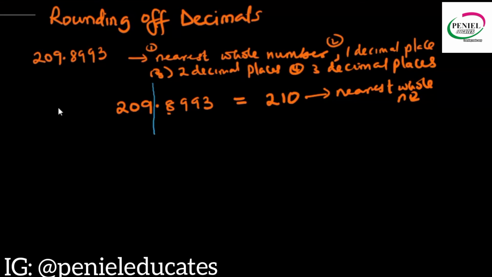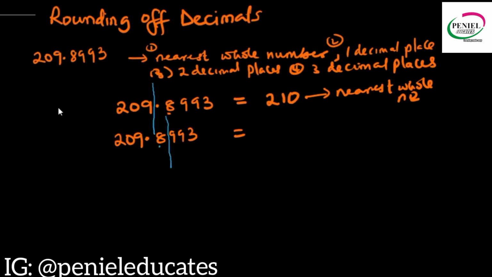Okay, let us look at converting to one decimal place, 209.8993. Don't forget this is the first decimal place. This is one decimal place. Then you draw your line here. Now once that is done, we then look at the next digit that's outside. This particular one is also that 9.